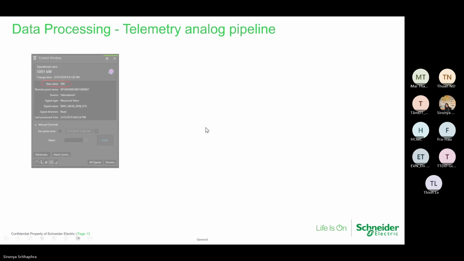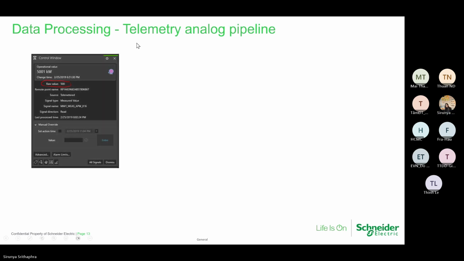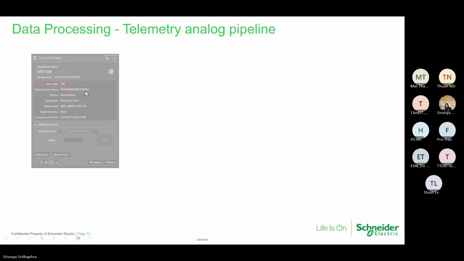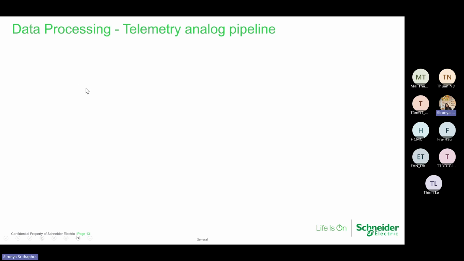For analog, when we migrate the analog, you have the low value. We also have the scaling factor also. So it's common that we go this way.